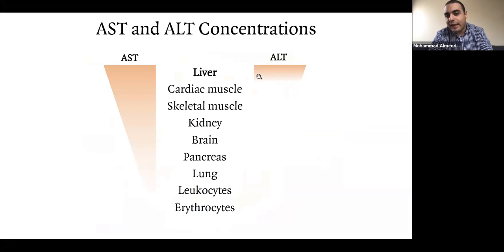However, we always say the ALT is more specific to the liver. It's more found in the liver, not found anywhere else. So when you have ALT elevation, think of liver diseases. When you have AST elevation, it could be anything, including liver diseases. I mean, it's still in high concentration in the hepatobiliary system.